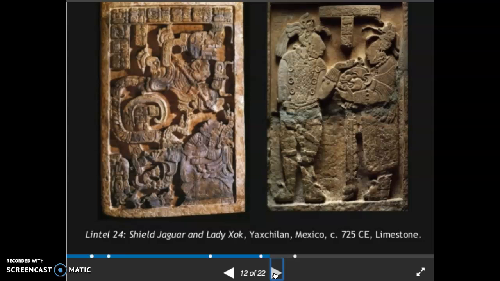And that smoke is a substance that, as this lintel demonstrates, can hold a transformative and otherworldly kind of property. So Shield Jaguar is positioned directly in the maw of this otherworldly serpent smoke plume, and he's pointing a spear directly at this frightened looking Lady Hoke. These glyphs lining the perimeter of the relief carving identify the subject matter and the date of each lintel. And these images were originally positioned above the southeast doorway of the site's main temples.